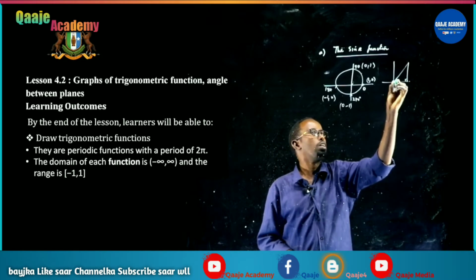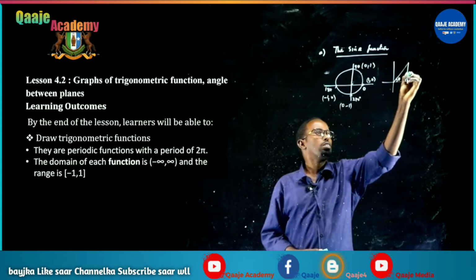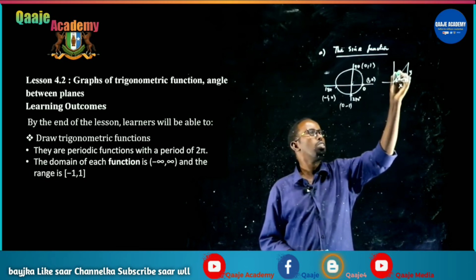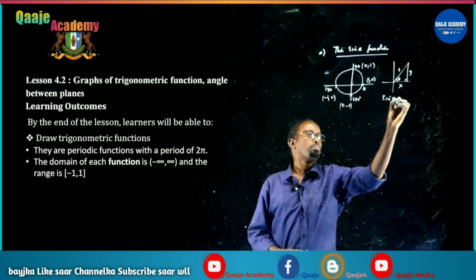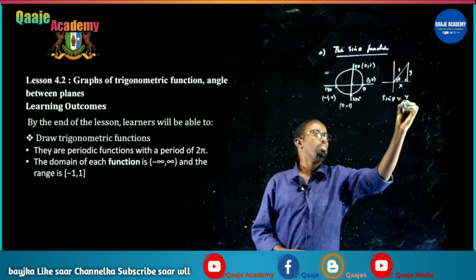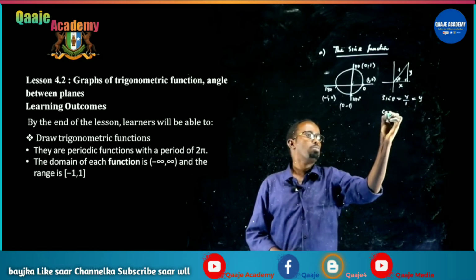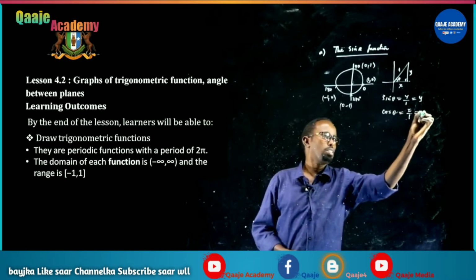Call the angle theta. This is y, x, and then r. Since this is a unit circle, just call it 1 there. So sine is equal to opposite divided by hypotenuse. So we have y, and cos is equal to x divided by 1, which is x.